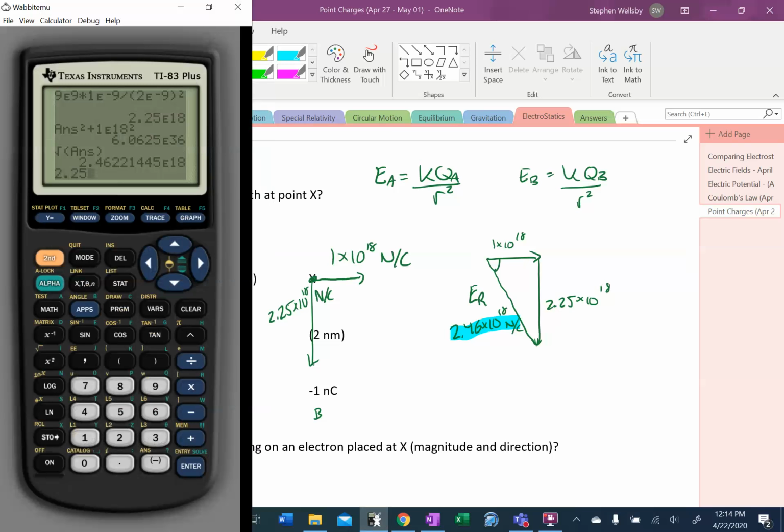2.25. Now I'm going to just be lazy. I'm going to ignore the 10 to the 18s because if I take this divided by this, the 10 to the 18s will cancel out. So 2.25 divided by 1 is going to be our value there. I'm going to take the inverse tan of 2.25, making sure that I am in degrees. And that's going to give me 66 degrees. So this theta here, so theta equals 66 degrees. I'm just going to say below horizontal.